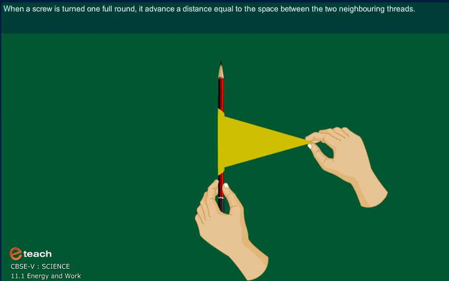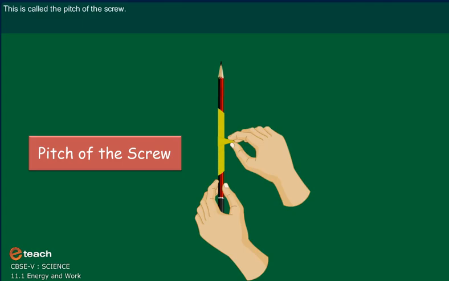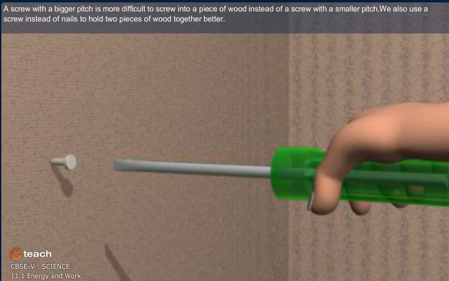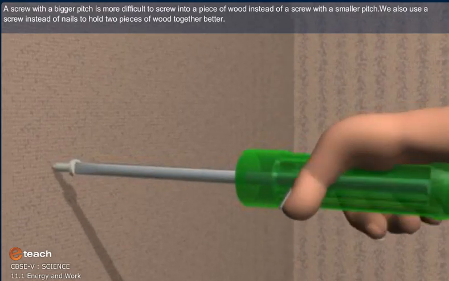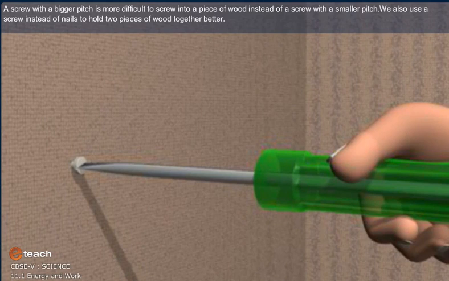When a screw is turned one full round, it advances a distance equal to the space between the two neighboring threads. This is called the pitch of the screw. A screw with a bigger pitch is more difficult to screw into a piece of wood than a screw with a smaller pitch. We also use a screw instead of nails to hold two pieces of wood together better.